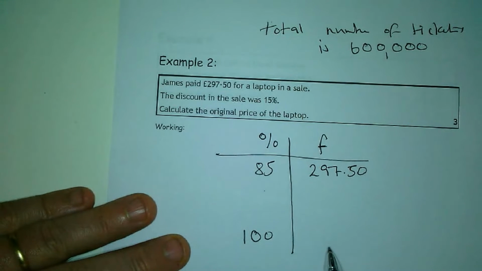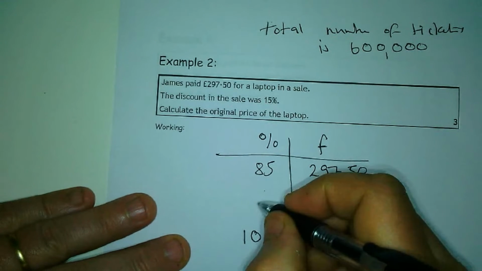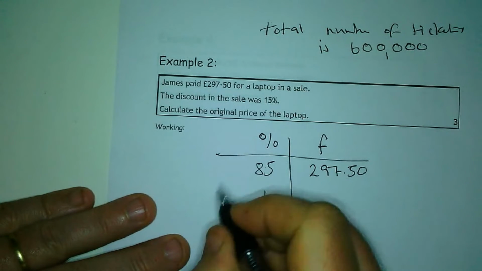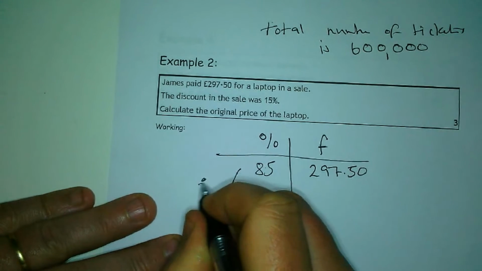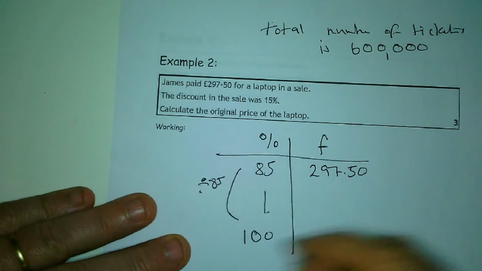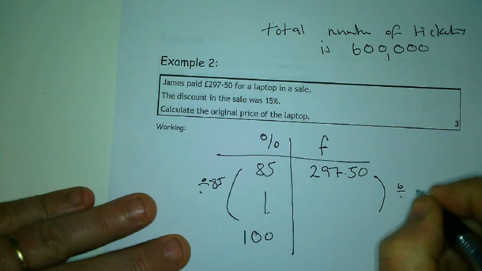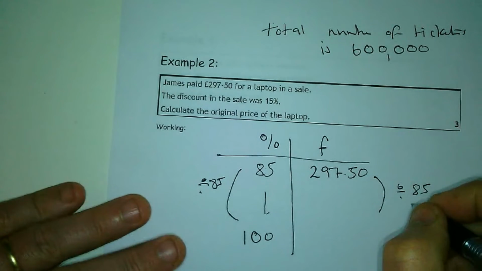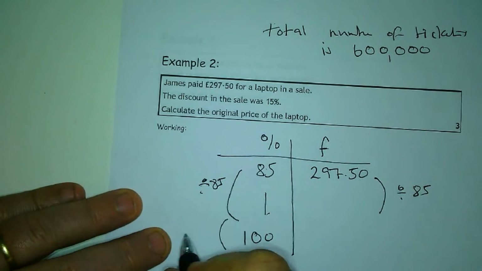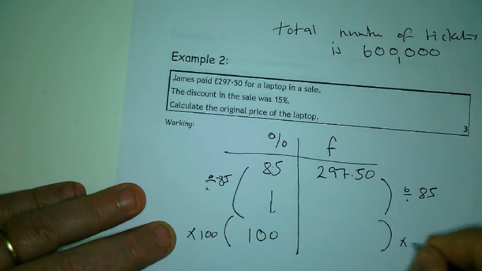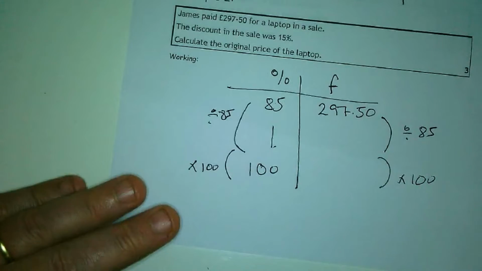Okay, and this is again dead easy, because look, I'm going to do 1, and to go from 85 to 1 I must divide by 85, so I need to divide by 85. Look at this here, I'm even just doing this up to show you the steps, then I times by 100, and then I times by 100.